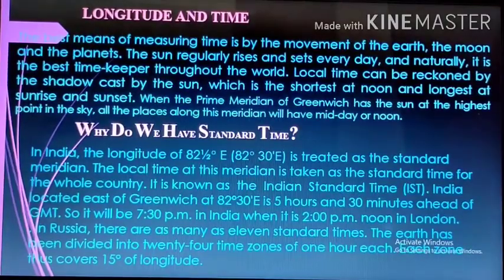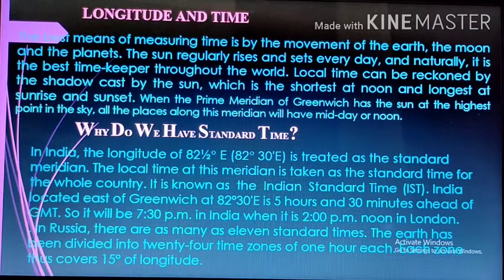Now, talking about the relation between longitude and time, the best means of measuring time is by the movement of the earth, the moon, and the planets. The sun regularly rises and sets every day, and naturally, it is the best timekeeper throughout the world. Local time can be reckoned by the shadow cast by the sun, which is the shortest at noon and longest at sunrise and sunset. When the prime meridian of Greenwich has the sun at the highest point in the sky, all the places along this meridian will have midday or noon.